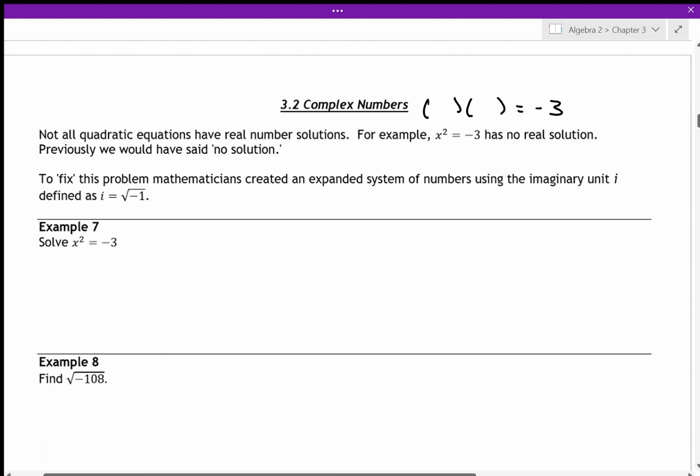And the idea there, the reason for that is that if you have a positive number times a positive number, well, that gives you a positive number. And if you have a negative number times a negative number, well, that still gives you a positive number. There's no way to have two of the exact same number multiply together to give you a negative, right? There's just no way for that to happen.